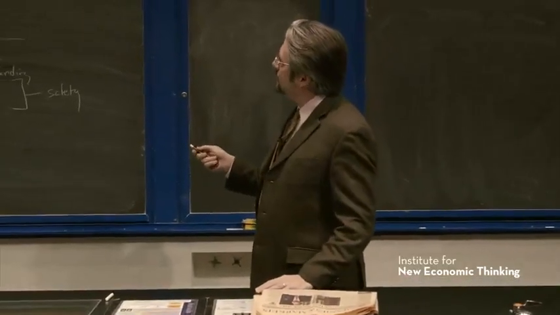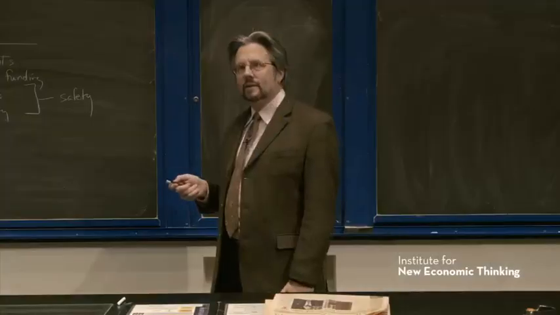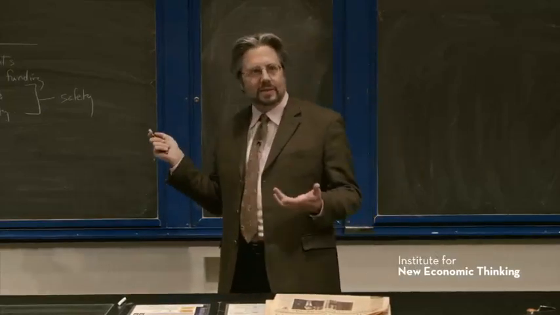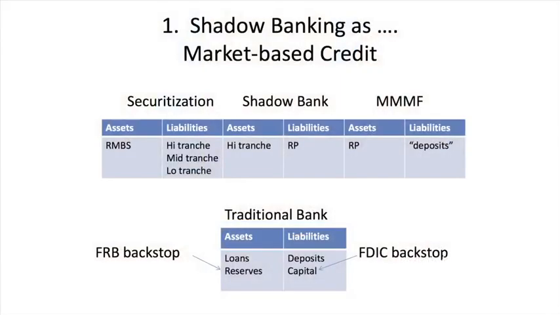I'm showing down here in the bottom a traditional bank, like the one I'm showing on the board here, the Jimmy Stewart Bank, where the bank is just taking in retail deposits from members of the community, and it's making retail loans to members of the community. It's holding cash reserves, and it has a capital buffer here, so that's the liquidity and the solvency backstop. And if you run out of liquidity or solvency, there's a further backstop in the government. The Federal Reserve Bank is the liquidity backstop, and the FDIC is sort of the capital backstop for the traditional bank.